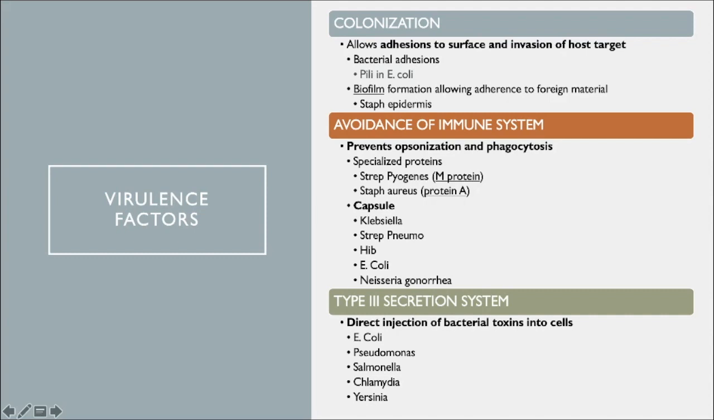Type 3 secretion systems are often described as kind of like a hypodermic needle that can be used by the bacteria to inject their toxins into hosts. A lot of the GI bugs engage in this system, particularly E. coli, Salmonella, and Yersinia. Chlamydia and Pseudomonas also take advantage of them, but you're usually going to hear them in the context of these three: Yersinia, Salmonella, and E. coli.